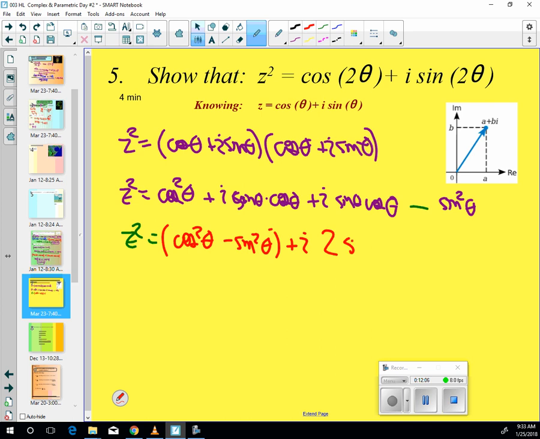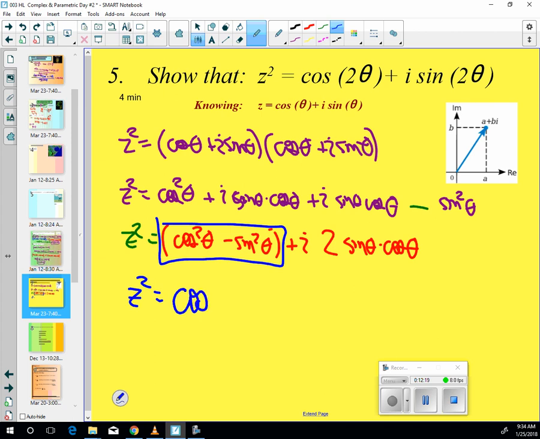2 sine theta cosine theta. Now, go back in your memory banks. What's cosine squared minus sine squared? What is it? Cosine what? 2 theta. And what is 2 sine theta cosine theta? Sine 2 theta.